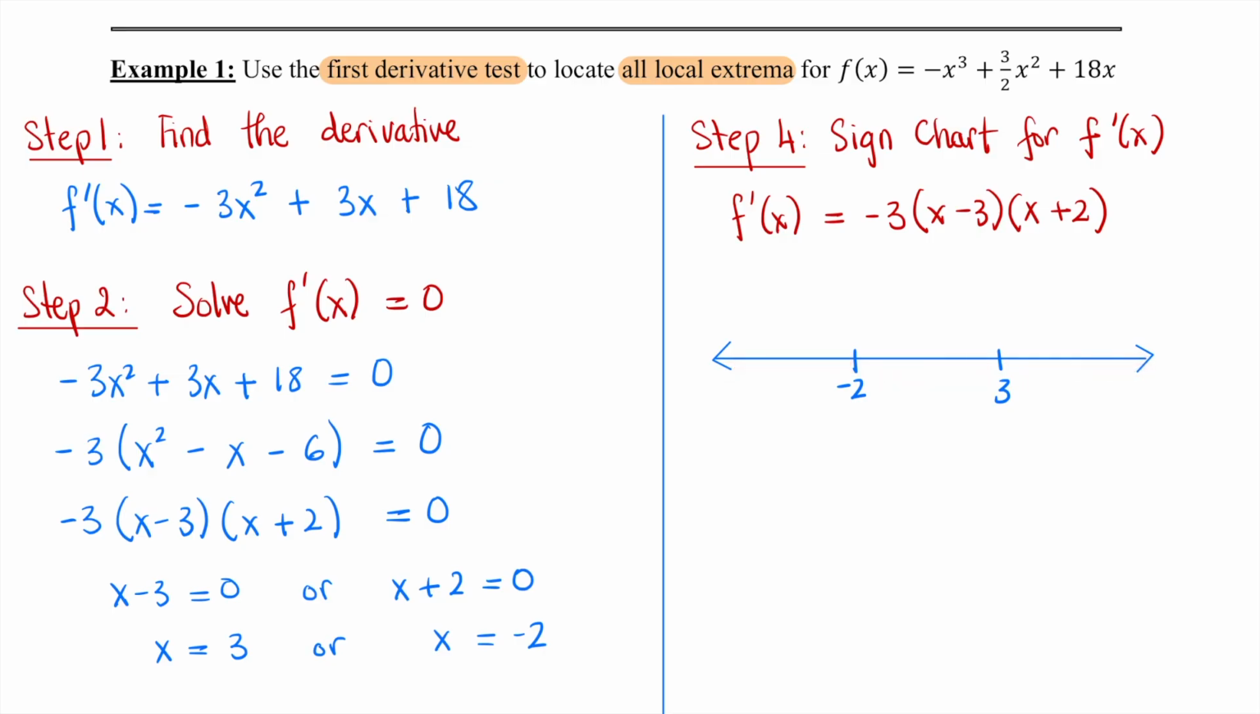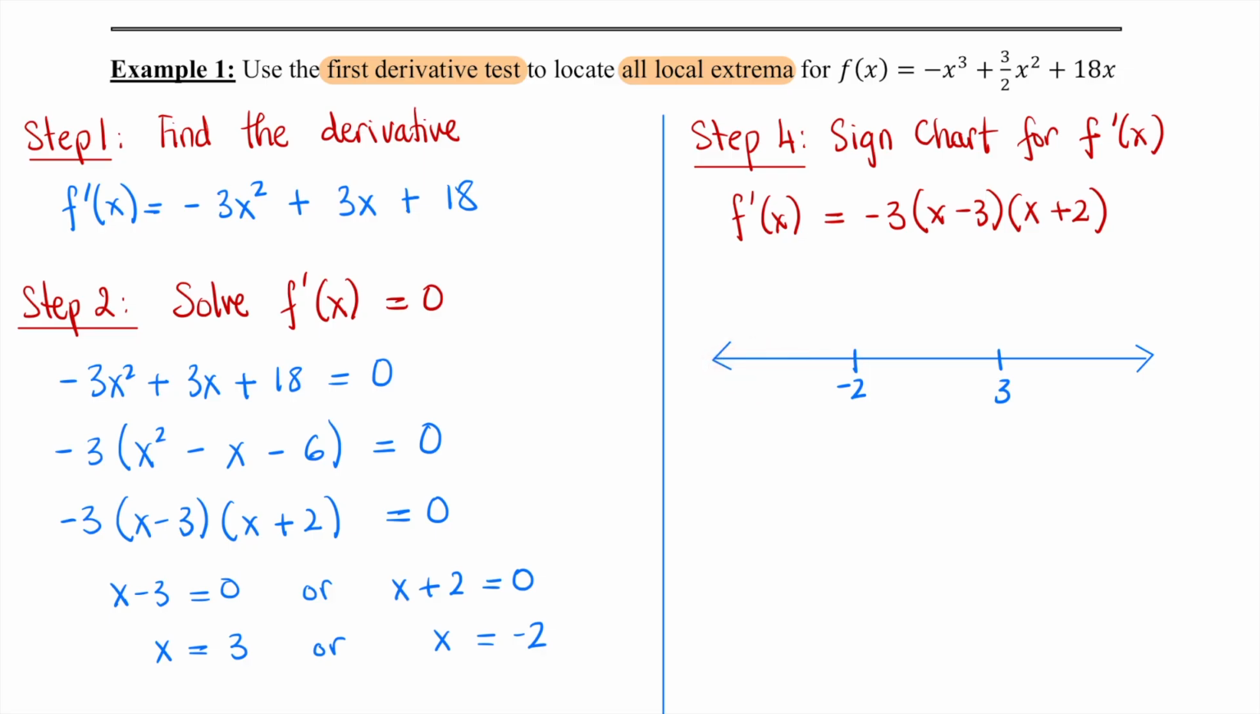The first interval is from -infinity to -2. The second interval is from -2 to 3. And the third interval is from 3 to infinity. Now we test each interval. For the first interval, we want to know if the derivative is positive or negative in this interval. So we pick a test point. We can pick any point in this interval. It could be -3, -4, -5, -6, any number that is less than -2.